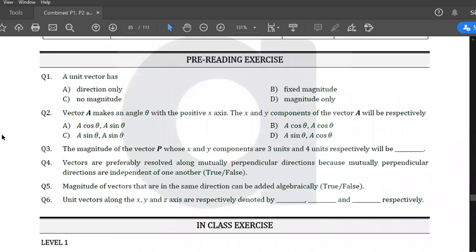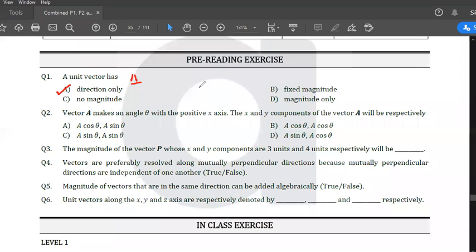Yes, a unit vector has. Again, now you have to select the best answer. Only direction only, right? Because magnitude is one. Now got it. The answer is A. A unit vector has only direction because unit vector means direction.